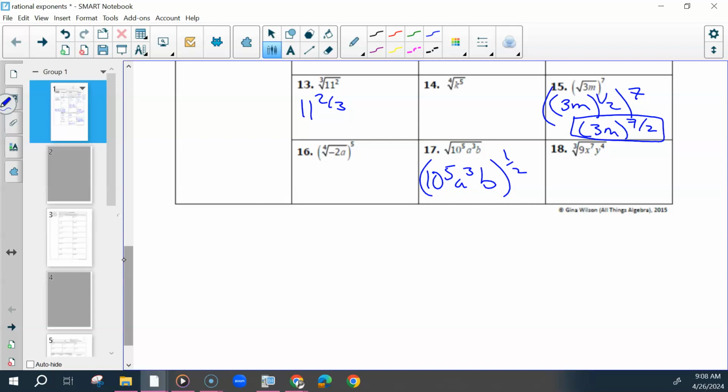Brian, what's the number outside of this root? 9x. The number outside. Outside. 3. So how would I make that into a fraction? What would that fraction be? Yes. And again, if we were simplifying, we could move on and do something else with that, but we're going to keep that as this. Go on to the back.